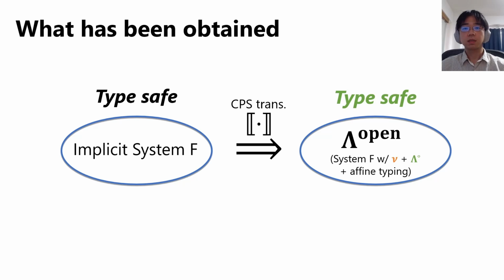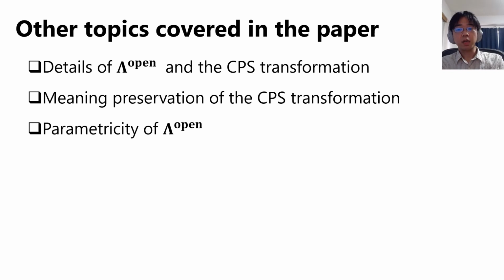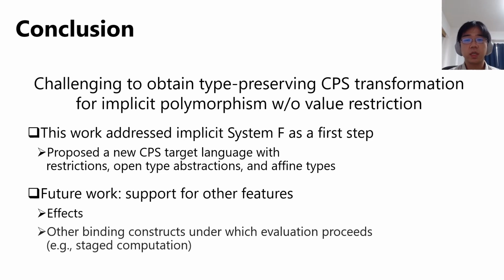The topics in the paper include the details of our CPS target language and the CPS transformation. And we also show that the CPS transformation is meaning preserving. And we also prove the CPS target language satisfies parametricity. A key message of this work is that it is very challenging to obtain type-preserving CPS transformations for implicit polymorphism without depending on the binary restriction.